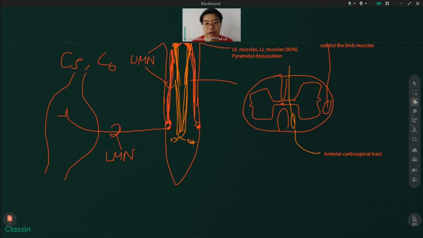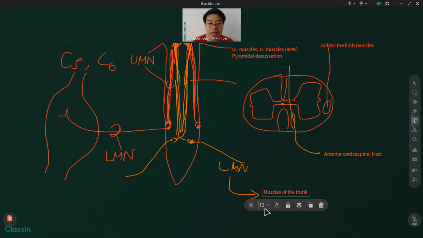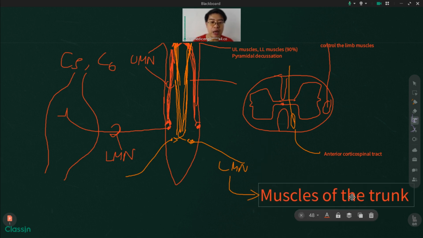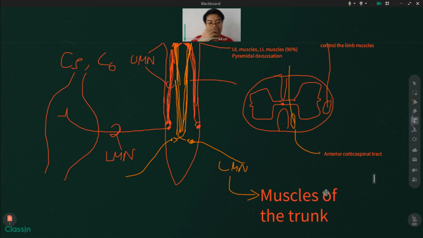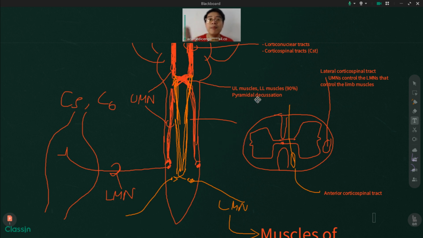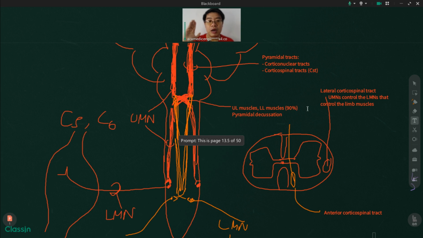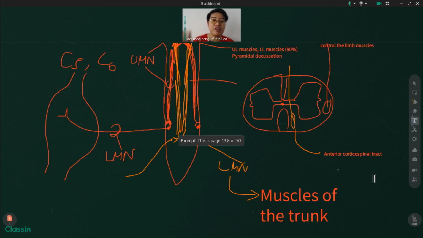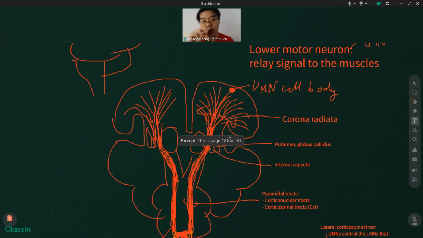And then the motor neurons will form the lower motor neurons that go out. These lower motor neurons will mostly go to the muscles of the trunk, like for example the intercostal muscles, the erector spinae muscles and other muscles. Not the muscles of the limb. The muscles of the limbs are mostly innervated by the fibers of the lateral corticospinal tract. The fibers of the anterior corticospinal tract are going to control the lower motor neurons that go to muscles of the trunk. So these two are a little bit different from each other.